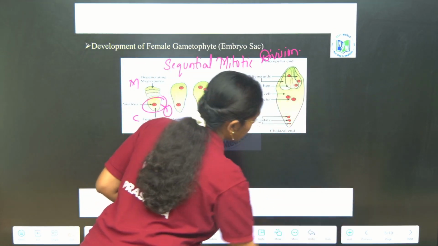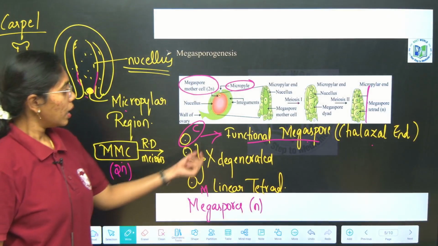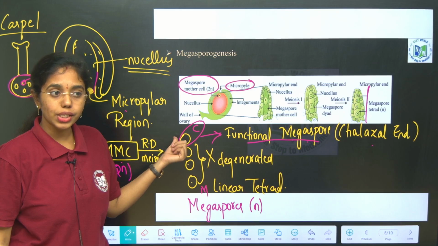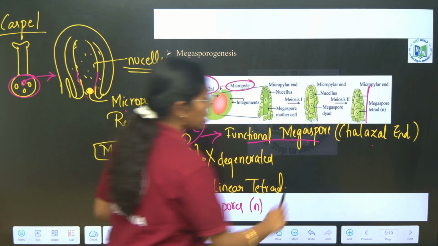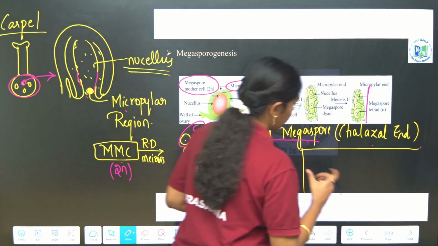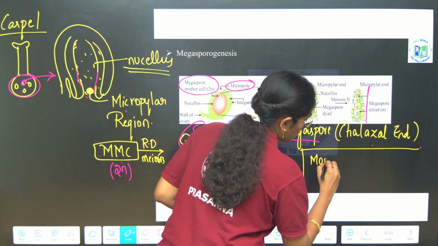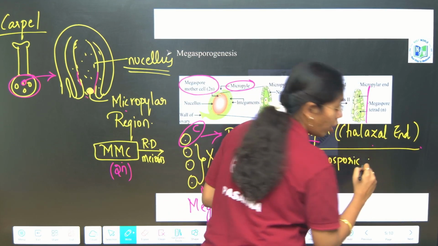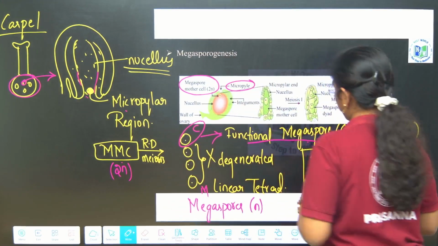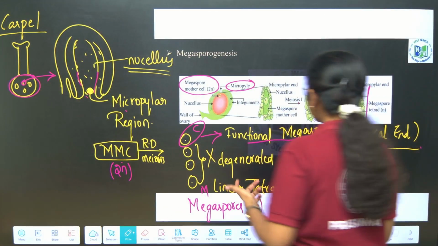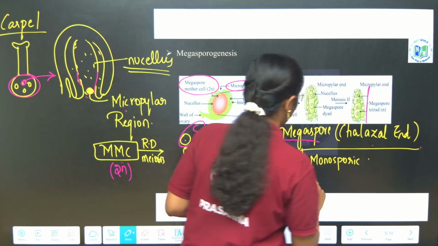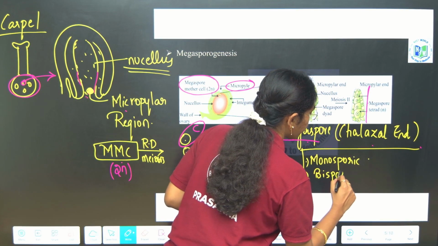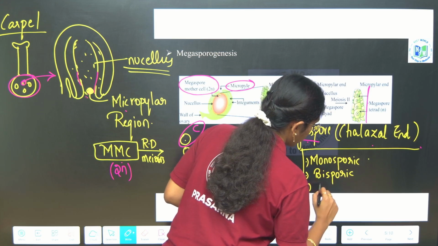Before learning this, one thing should be clear to you: the phenomenon where a single megaspore, towards the chalazal end, is functional is addressed as monosporic development of the megaspore or embryo sac formation. As such, you will have three types: one is monosporic, second is bisporic, and third is tetrasporic.